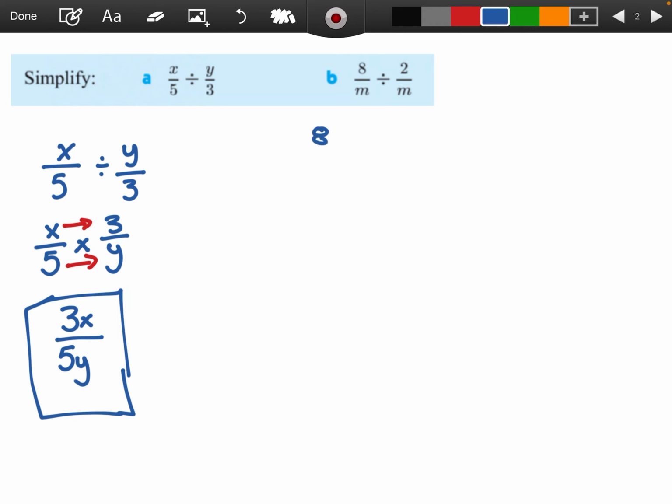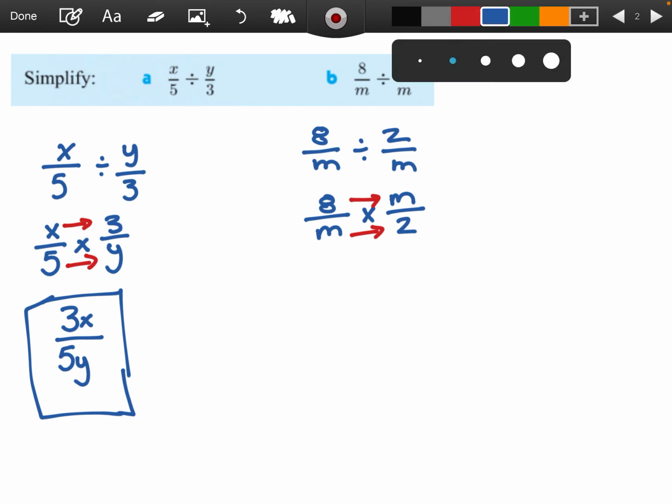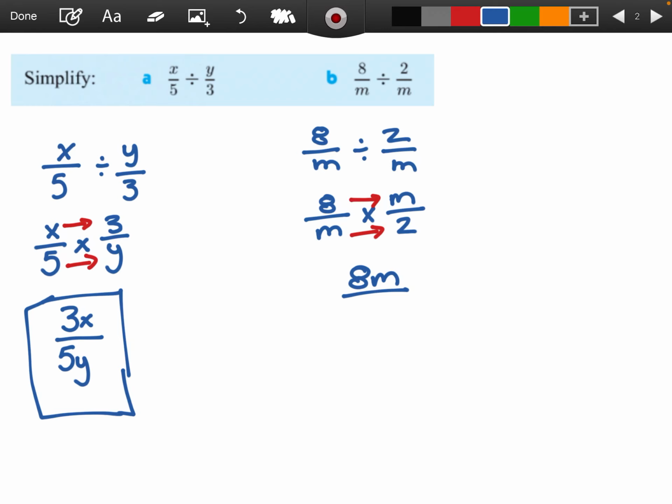Second example here, we have 8 over m divided by 2 over m. So again, dividing fractions, we're going to leave the first fraction alone. The division sign becomes a multiplication, and we flip over that second fraction. We are multiplying by the reciprocal. And then standard multiplying fractions rules, straight across the top, straight across the bottom. 8 times m gives us 8m. m times 2 as denominators gives us 2m.